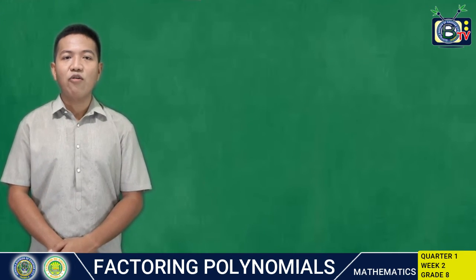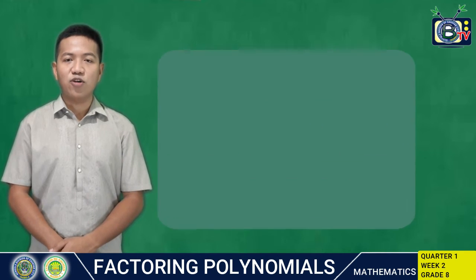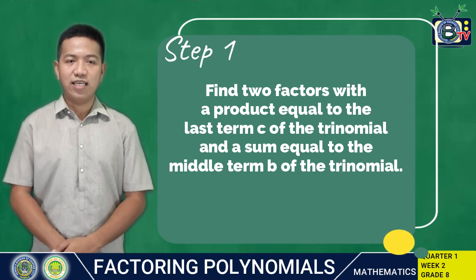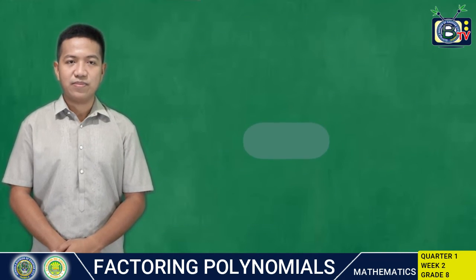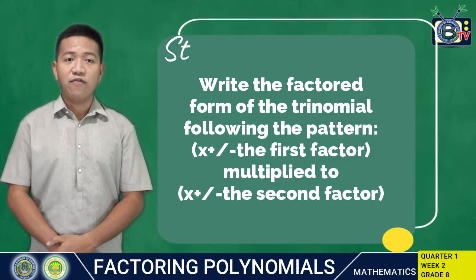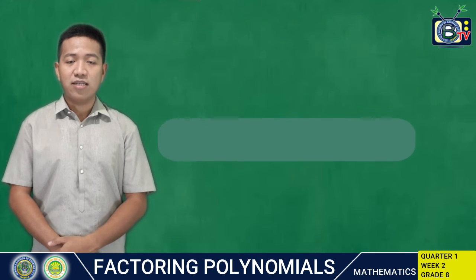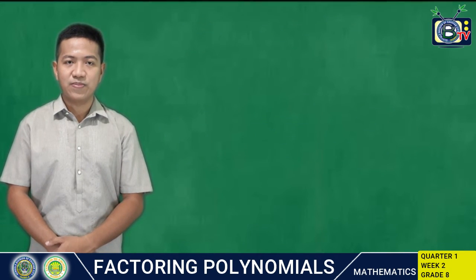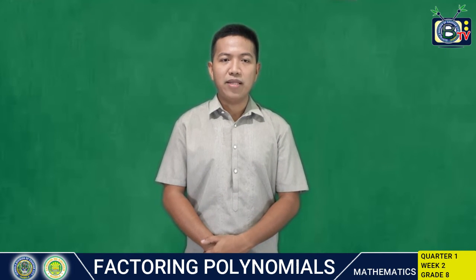The following steps would be beneficial in factoring quadratic trinomial of the form x squared plus bx plus c. Step 1. Find two factors with the product equal to the last term c of the trinomial and the sum equal to the middle term b of the trinomial. Step 2. Write the factored form of the trinomial following the pattern: quantity x plus or minus the first factor multiplied to quantity x plus or minus the second factor. The sign in the last term of the binomial factors can be minus signs depending on the signs of b and c.